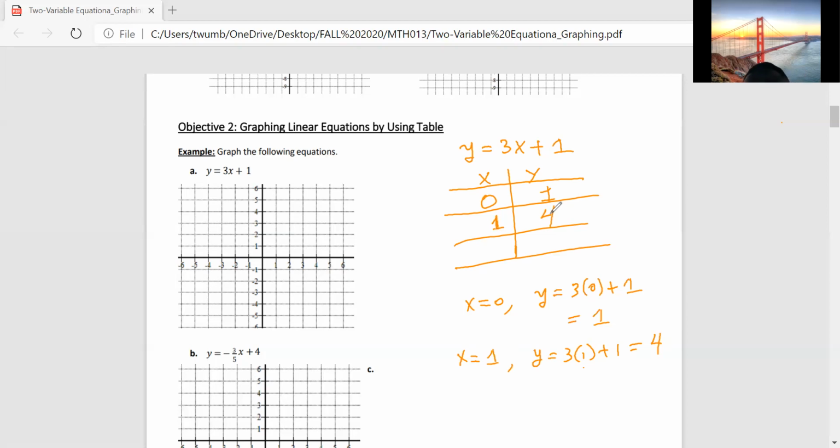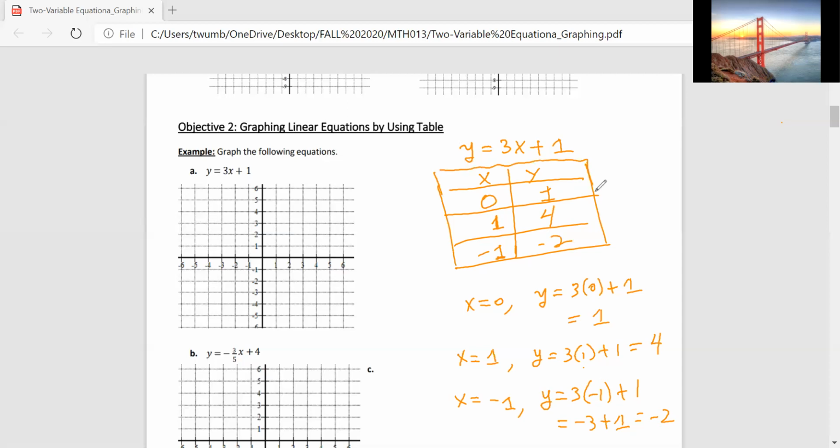You can equally do negatives if you want to. Let's say I do x = -1. Put it back here, y will be 3 times -1 plus 1. Now 3 times -1 is -3, and I add 1 to it, it becomes -2. So when my x is -1, my y value is -2. This is what we call the table. This is what we mean by graphing by using a table.